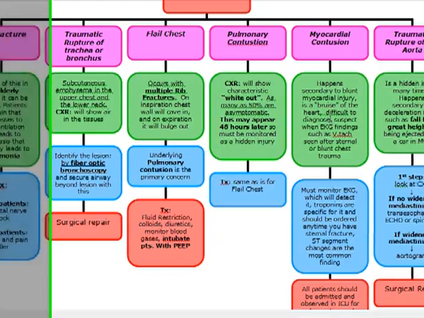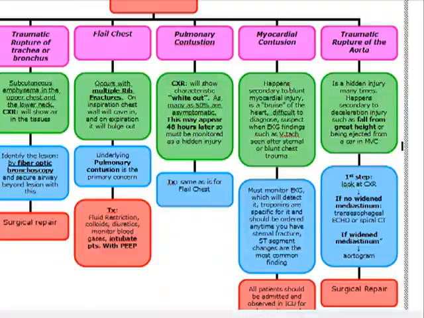Myocardial contusion is going to happen secondary to a blunt myocardial injury. So it's going to be a bruise of the heart. Remember, these patients can actually show up with a bruised chest, okay? And it's difficult to diagnose.